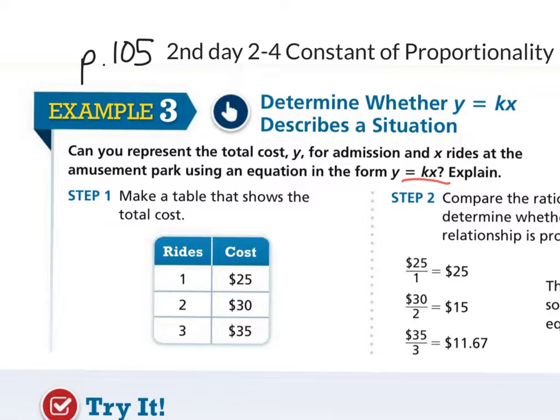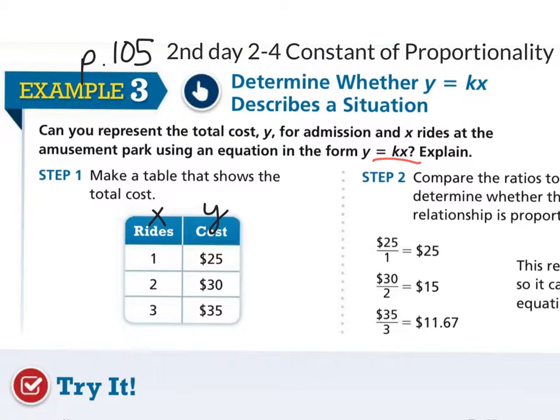So basically, if the rides are x and the cost is y, if we divide the cost by the rides, that tells us how much it costs per ride, finding our unit rate like we've done again. So first one, if you do 25 divided by 1, that would be $25 per ride.